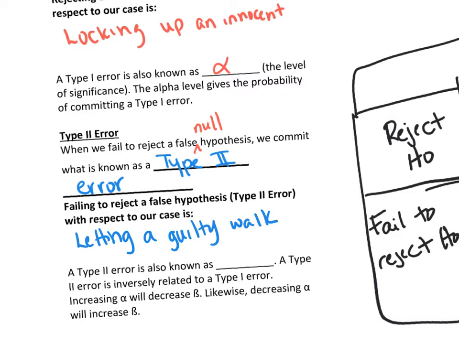And a type 2 error is known as beta. What I want you to understand is that the errors are inversely related. If I want to lock up less innocent people, I have to let more guilty people walk. Likewise, if I don't want to let more guilty people walk, I'm going to have to lock up more people in general. If I'm locking up more people in general, then I'm also going to lock up more innocent people.